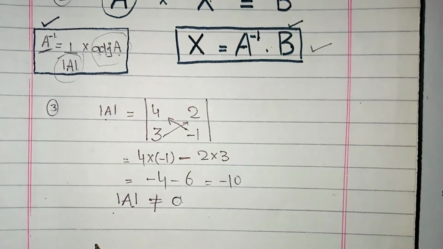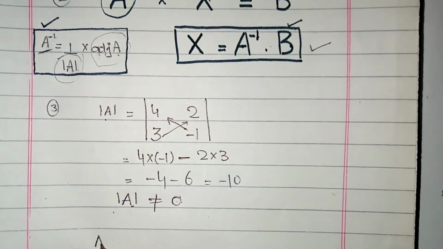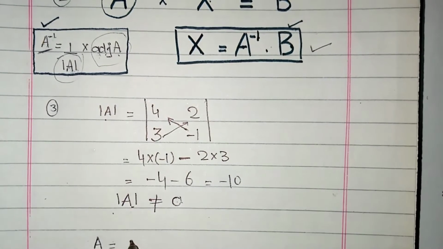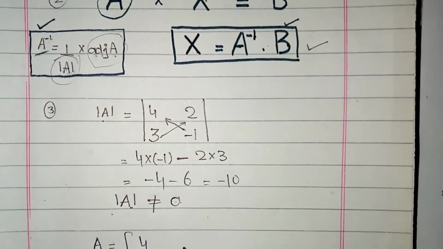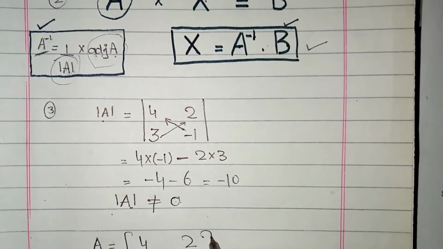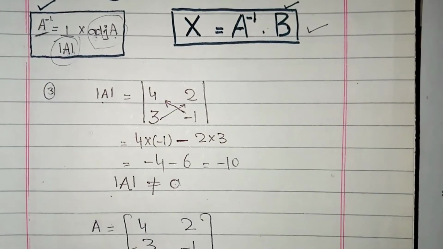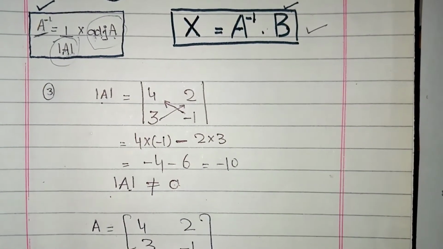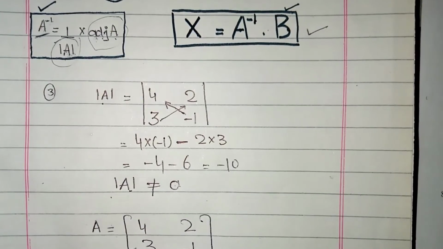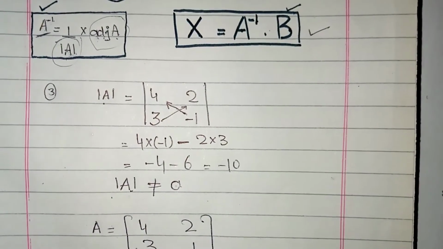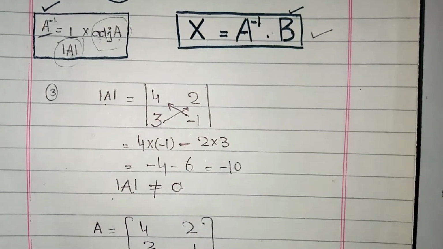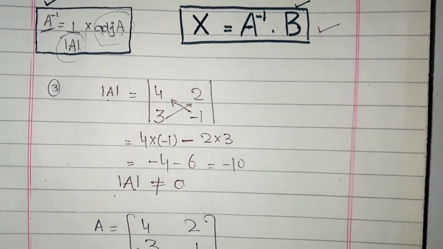Now I calculate the adjoint of A. First of all I write matrix A. The matrix A is positive 4, positive 3, positive 2, negative 1. And now write ADJ, meaning adjoint of A, put a sign of equality and the square bracket as it is.